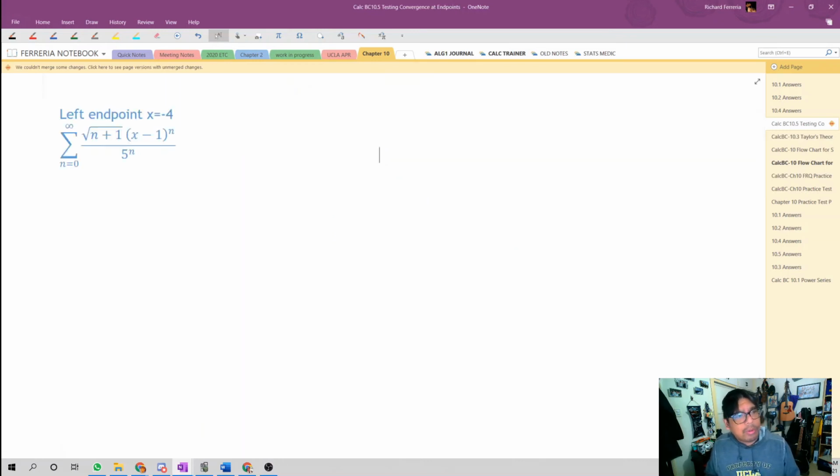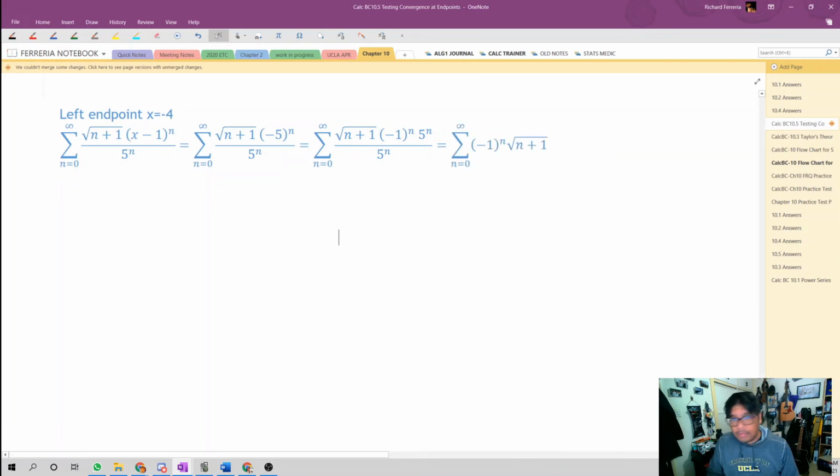Here's our power series that we started off with. We're going to substitute -4. We're going to simplify -5 to the n power. And then we're going to cancel out the 5 to the n powers. And here's our resulting series. The series, the sum of -1 to the n plus 1. Now I know you're looking at that -1 and saying this is an alternating series. You're correct. This is an alternating series.